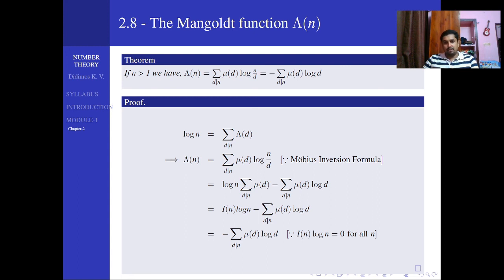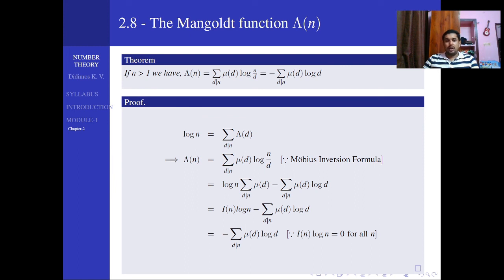So the first term can be written as I of n log n minus the sum over d dividing n of mu of d log d. I of n log n is always 0, because for n equal to 1, we have I of 1 is 1 but log 1 is 0. So for n equal to 1, this I of n log n is 0. For any n greater than 1, I of n is 0. Therefore, I of n log n is equal to 0, whatever be the value of log n. So that equation can be reduced to minus the sum over d dividing n of mu of d log d.